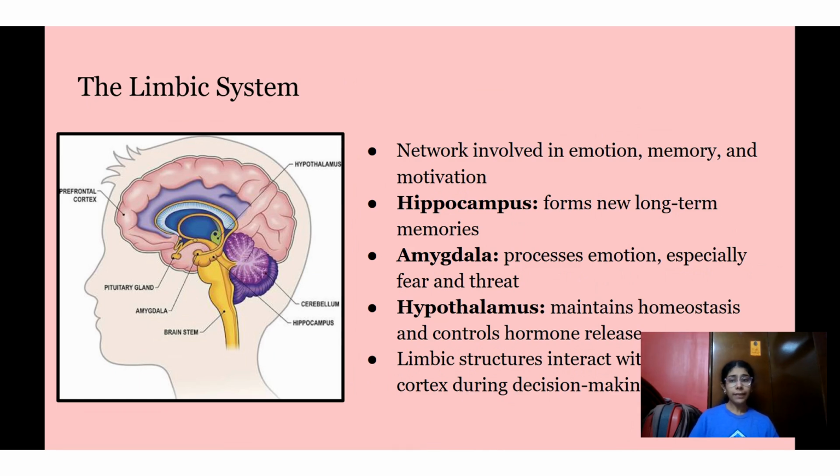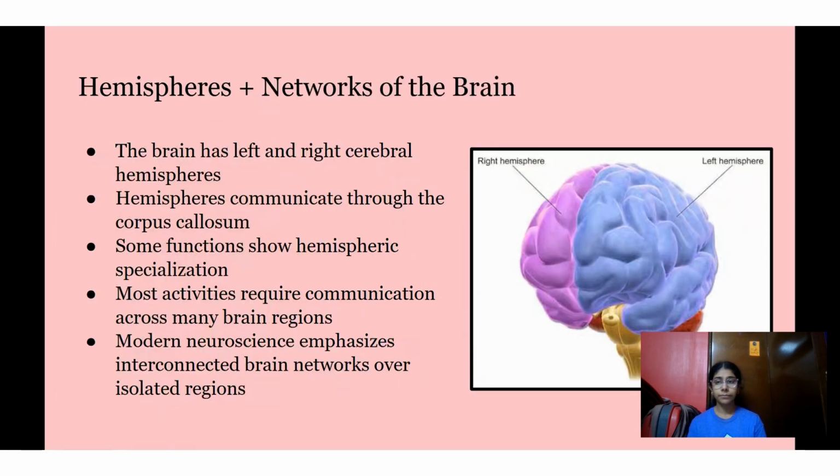It consists mainly of the hippocampus, which helps to form new long-term memories, the amygdala that processes emotions, especially fear and threat, and the hypothalamus that helps to maintain homeostasis and controls hormone release, therefore making it a part of the autonomic nervous system. The limbic structures interact with the cerebral cortex during decision-making as well. That's why our decisions can be as rationally led as they are emotionally led.